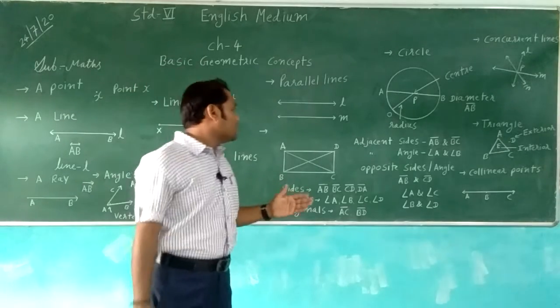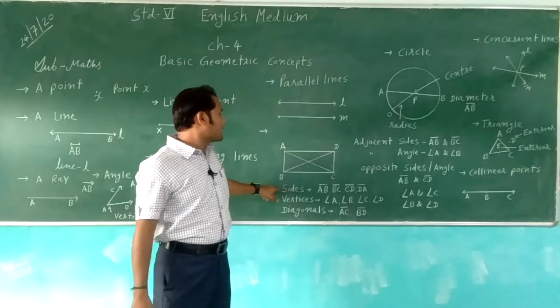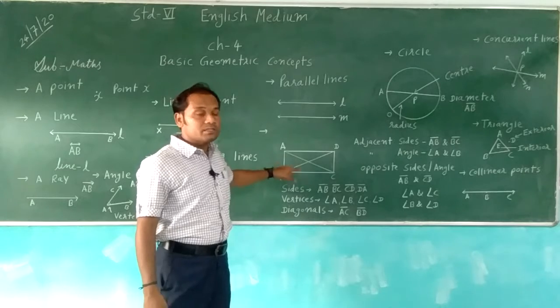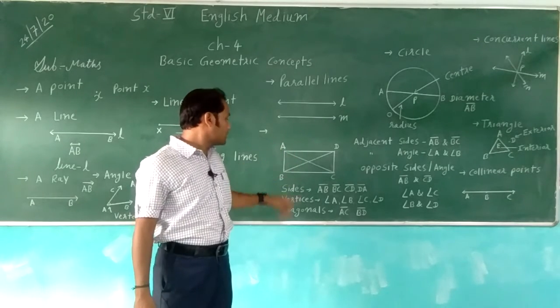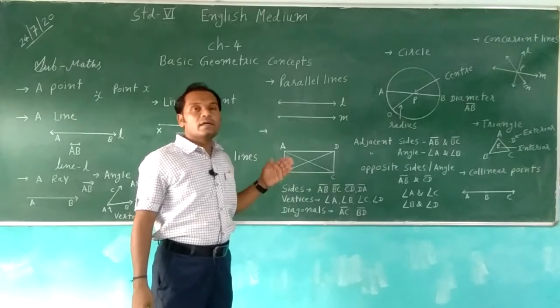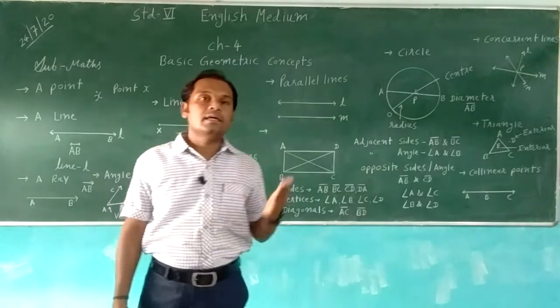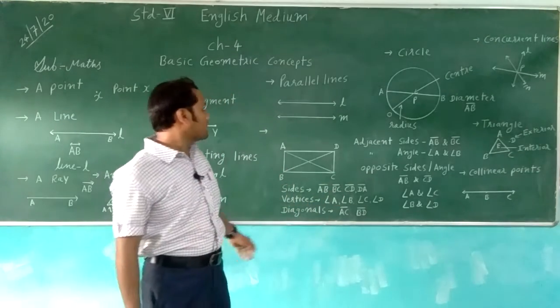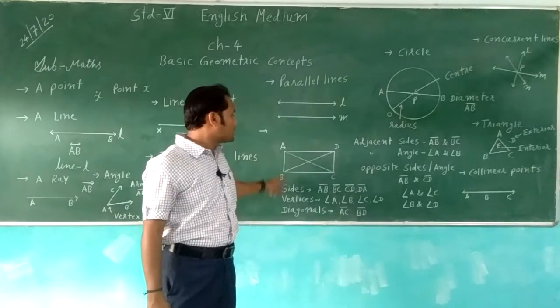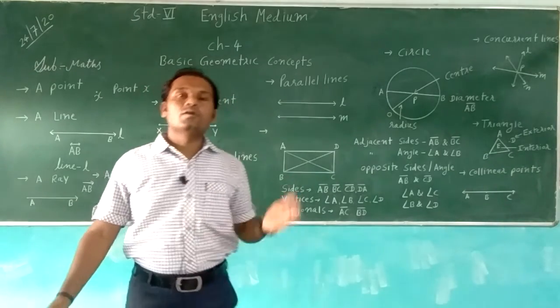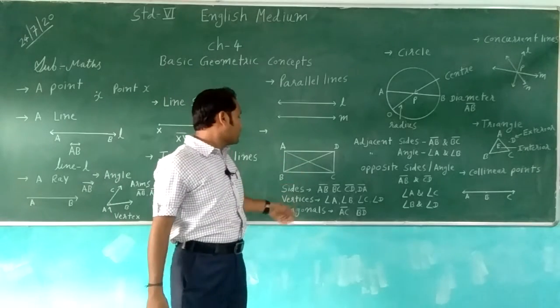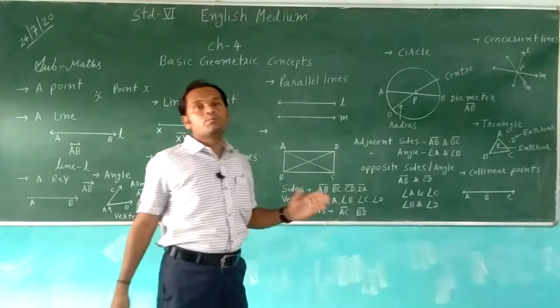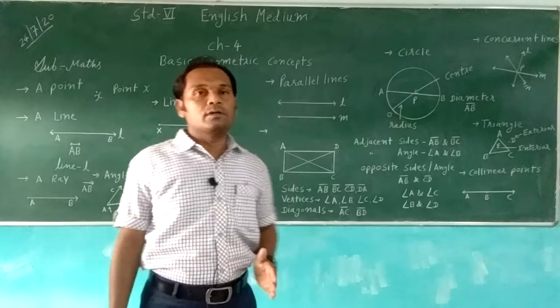In short, here it is clear. The sides are AB, BC, CD and DA, these four sides. The vertices are angle A, angle B, angle C, angle D. And diagonals means the lines joining opposite angles are called diagonals. AC and BD, both lines are called diagonals.